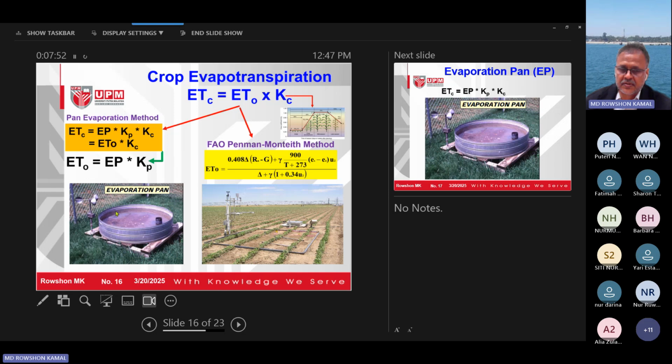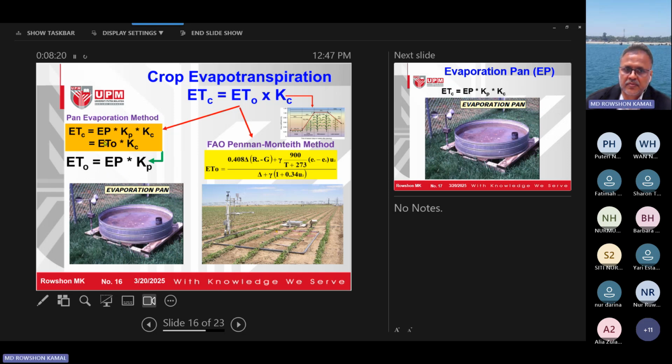One is evaporation. Evaporation means the pan that I showed you before. So when you say pan, it is ETO equals EP multiplied by Kp. This EP, evaporation, comes from this pan. When you measure evaporation from this pan, you multiply by Kp. Kp is a constant, the value is 0.75.